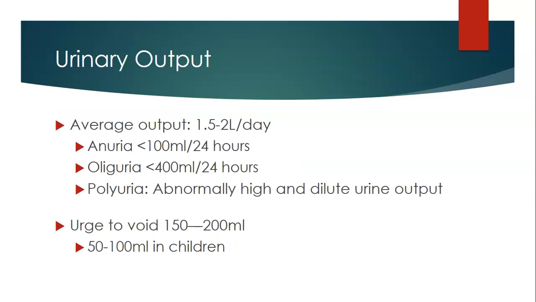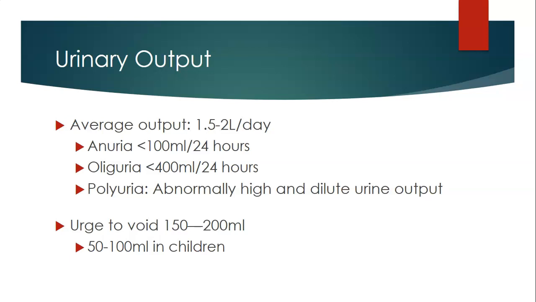Other things we need to be assessing, of course, is urinary output. Average output in adults is going to be 1.5 to 2 liters per day. Of course, anuria, these are just some terms that I would be familiar with if I were you guys. Look them up, make sure you're familiar with them in case you see them on the exam so you know what they mean.